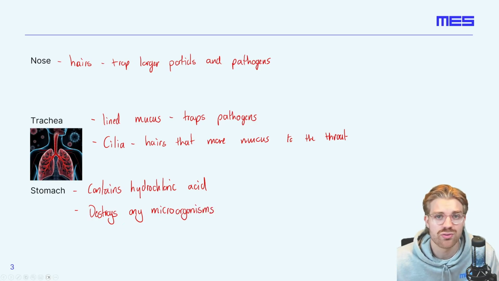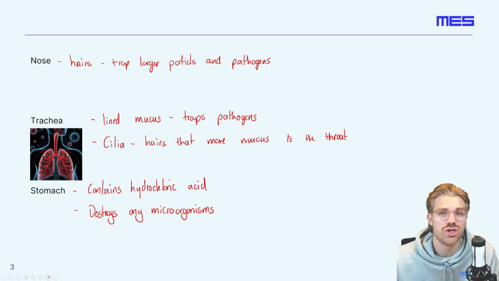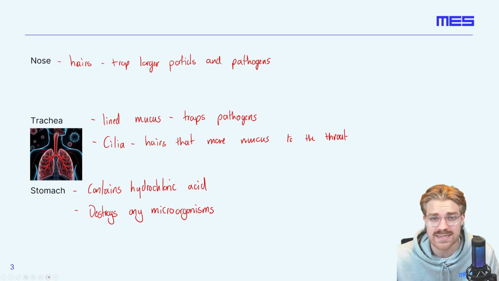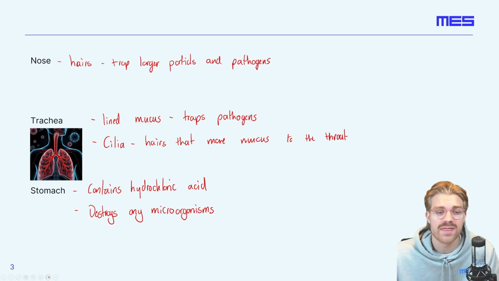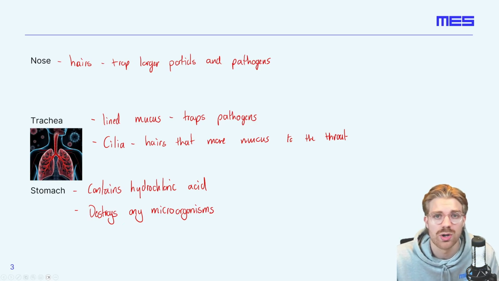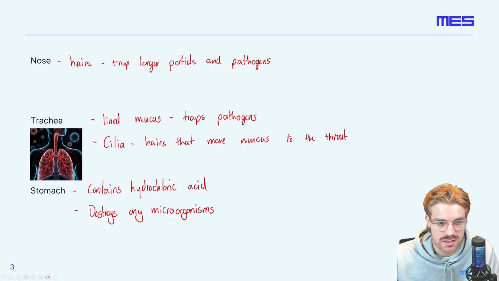Now, all of these primary defenses are described as non-specific defenses because it doesn't matter what pathogen it is, it doesn't matter what species, it doesn't matter what type of pathogen, these non-specific defenses will stop or will attempt to stop all of them. Our specific defense is our immune system.